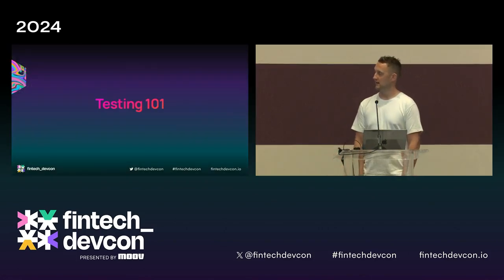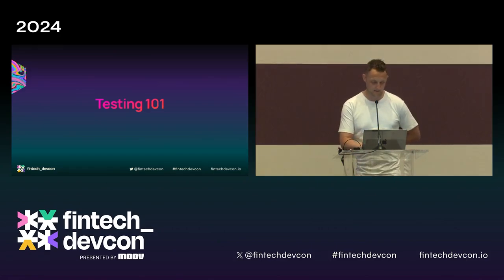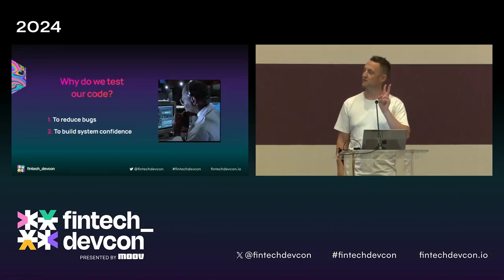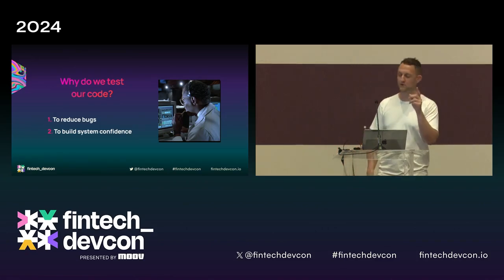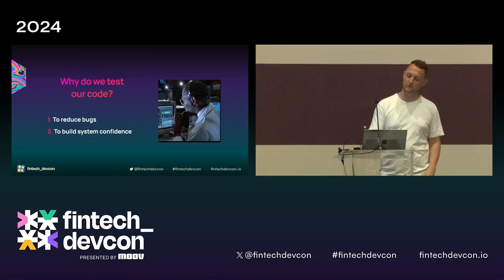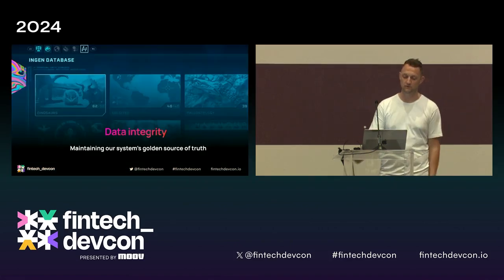Testing, which, I know, is very boring, but apparently quite helpful. Let's go back to basics. There are only two reasons why we test our code, as far as I could find for this talk. We reduce bugs, and we build system confidence. And that tends to manifest itself in the following ways and goals.